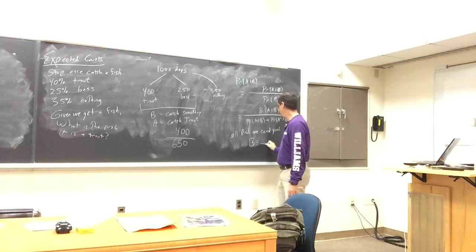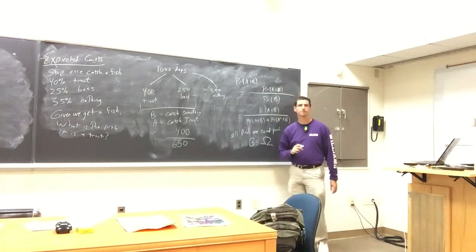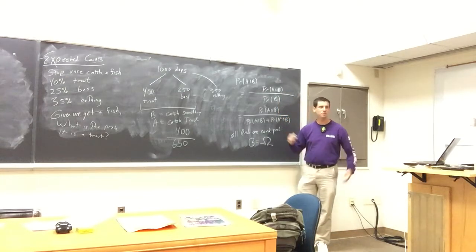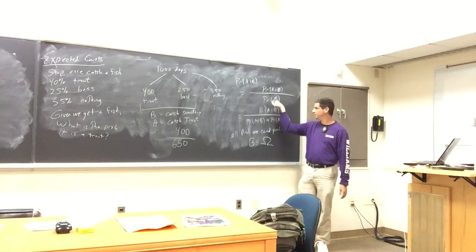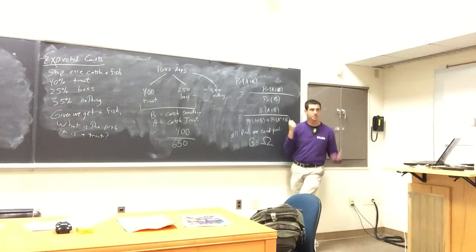Just take B to be omega. And so if you take B to be omega, it then just reduces to our old definition. And I have a small section in the book where I talk about multiplying by 1. The probability of omega is just 1. We're just dividing now by 1. But this is another way of looking at it.